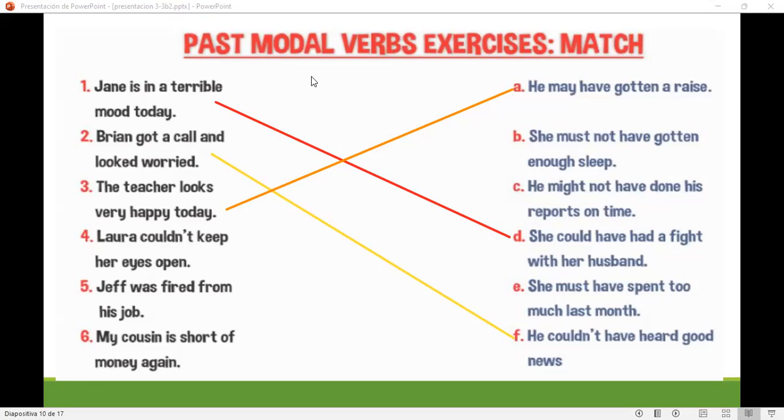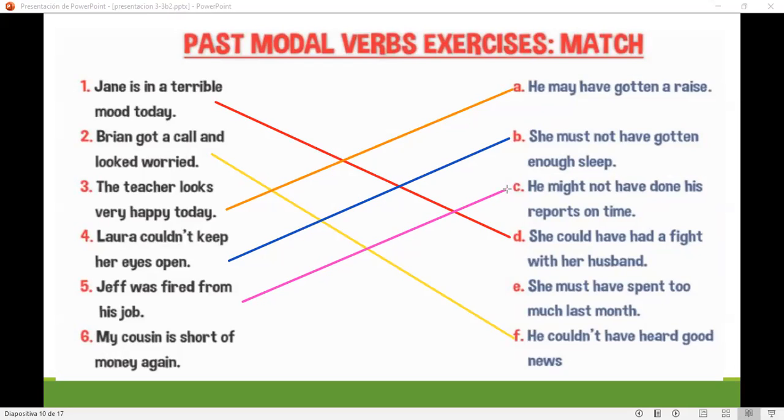Number 4 says, Laura couldn't keep her eyes open. Which one? B. Very good. In this case it is letter B. Great. Okay, next one. Jeff was fired from his job. So it means that he is not going to continue working. Which one? Letter C. Very good. Yes, it's letter C. He might not have done his reports on time.